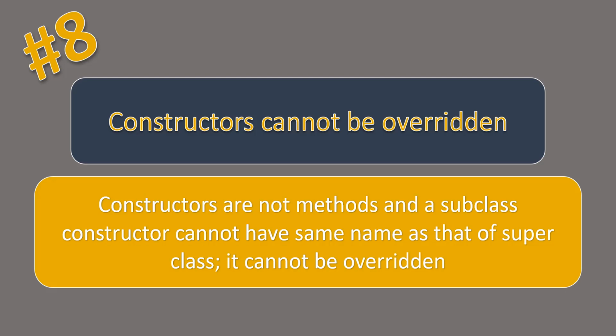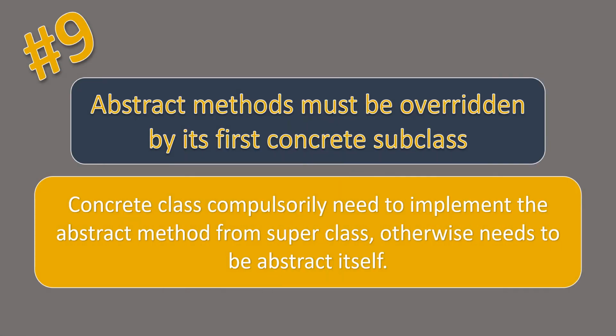So the next rule with method overriding is that abstract methods must be overridden by its first concrete subclass. Now what are the abstract methods? These are the ones that do not have any implementation and so have the keyword abstract in them. If you have one or more abstract methods in a class, that class itself becomes an abstract class.